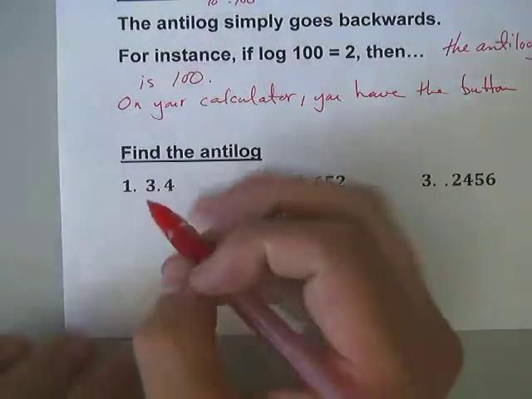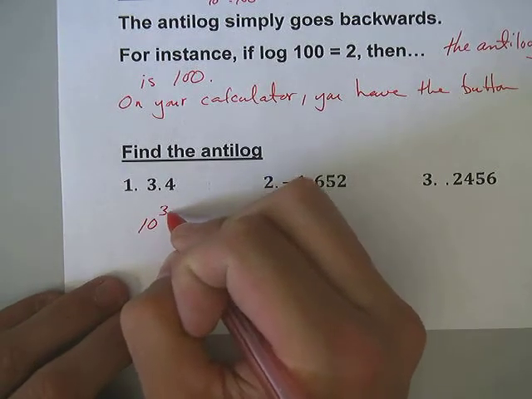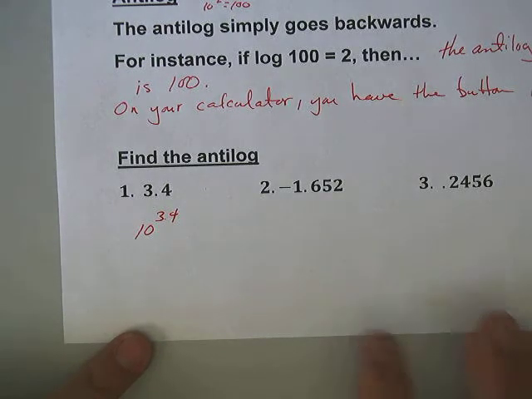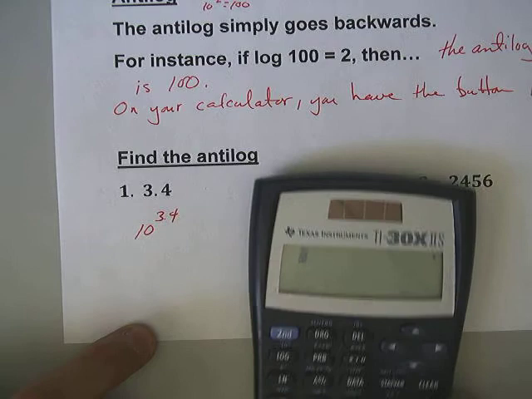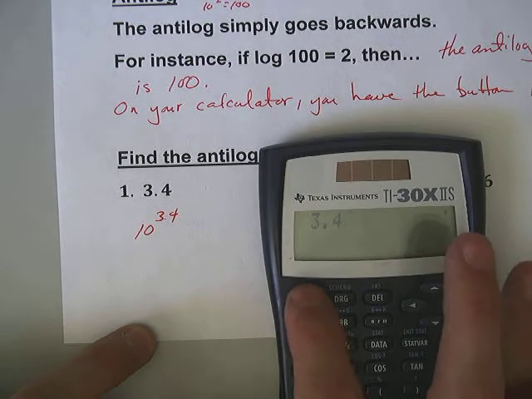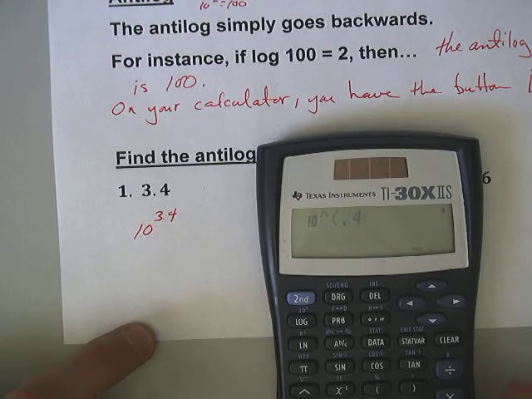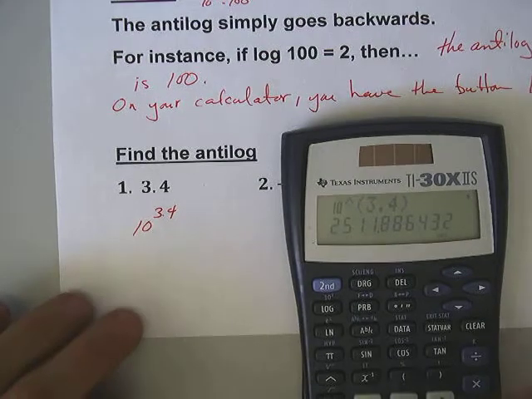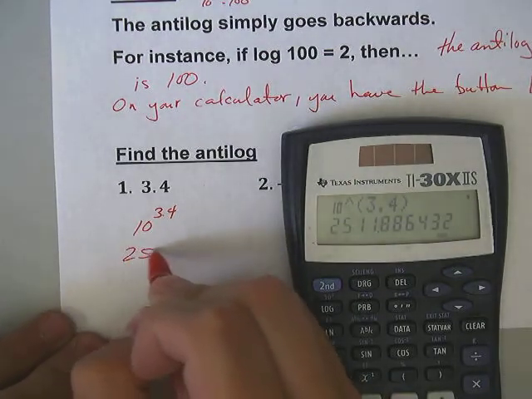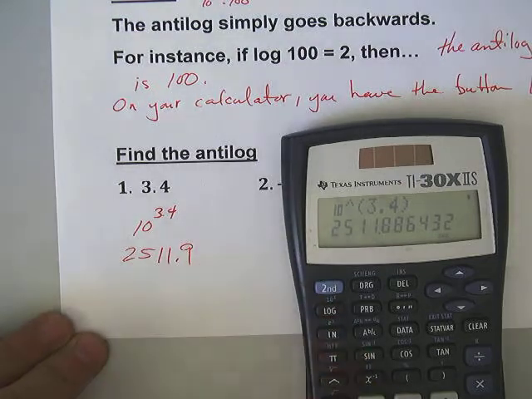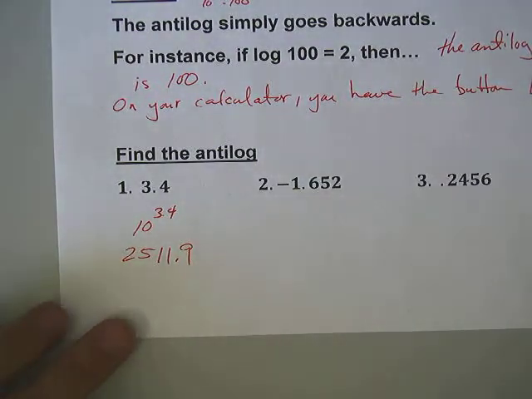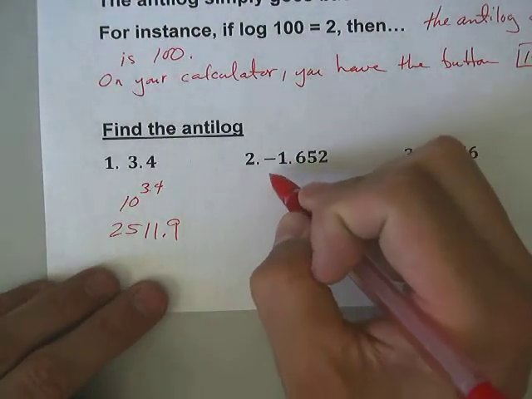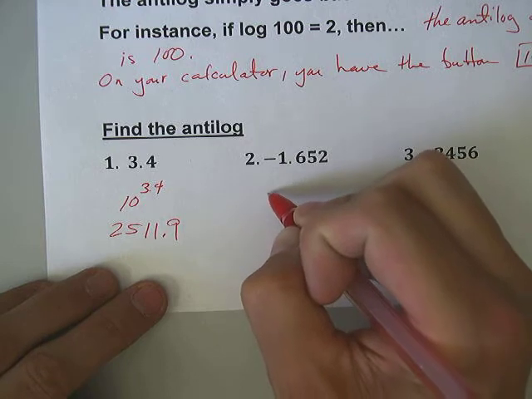So if I'm asking you to find the anti-log of 3.4, what I'm really asking you to do is 10 to the 3.4. All right, so what is that? Well, I will have to do 10 to the 3.4. So if we go to the nearest tenths place, I'd get 2511.9. Okay, the anti-log of 3.4.